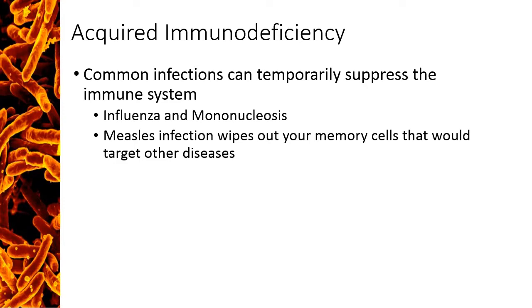Some of the key ones, influenza and mononucleosis, which is better known as mono, both of those can temporarily suppress the immune system. And interestingly, measles infection will actually completely wipe out your memory cells that you would have already had against other diseases. So if you've been building memory cells to all these other pathogens and you get a measles infection, it wipes the slate clean and it makes you susceptible again to all those other pathogens you had already made memory cells for.